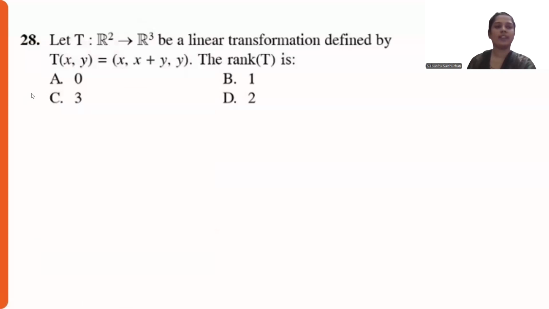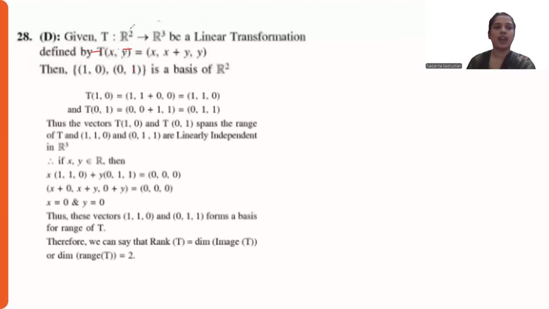Okay, now they have given us a linear transformation T from R squared to R cubed defined by this. You have to find the rank of T, right? Okay, let's see. So we have that T from R square to R cube is a linear transformation given by x comma x plus y comma y. Now 1 comma 0 and 0 comma 1 is the basis of R square.